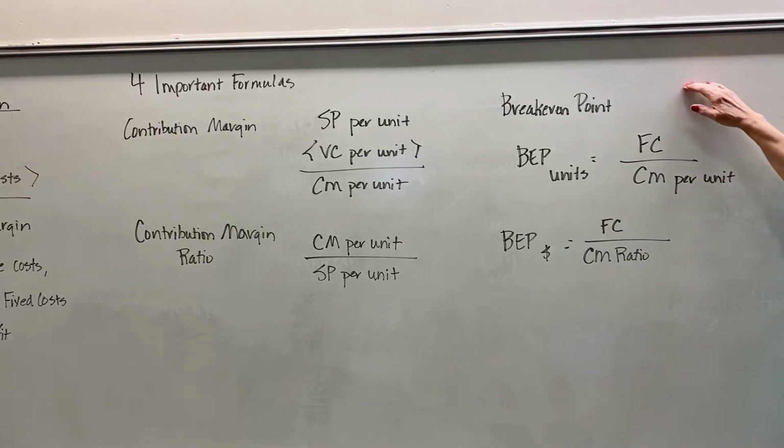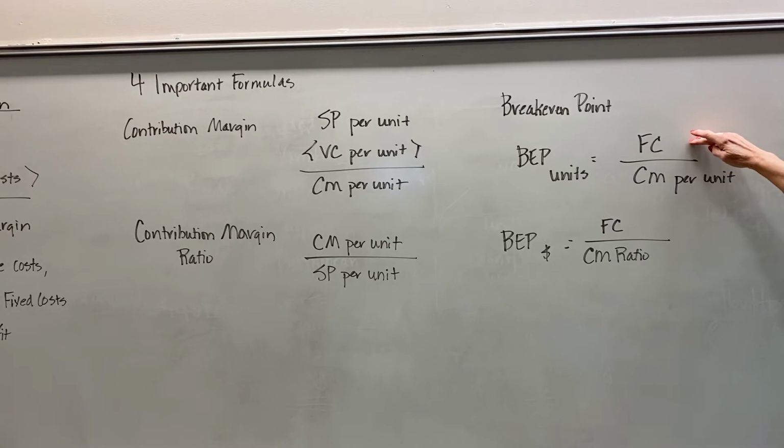Next, we switch to our break-even point formulas. The first is break-even in units. How many units must I sell to break even? And let me remind you, break-even means the company is not earning a profit, they are not having a loss. Their net income is zero. To calculate the break-even in units, how many units must I sell to break even? I take my total fixed cost, divide by the contribution margin per unit.